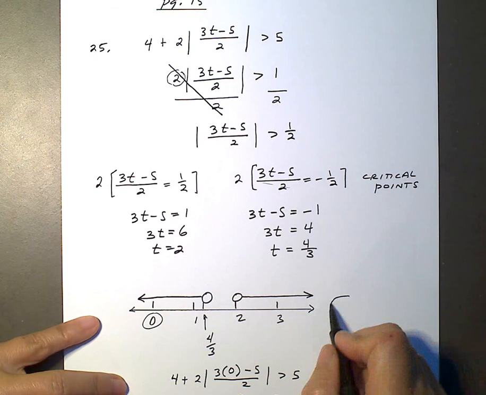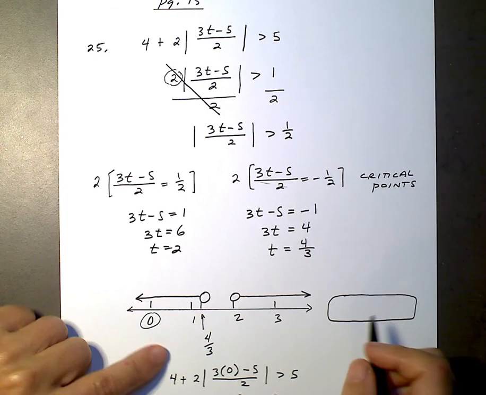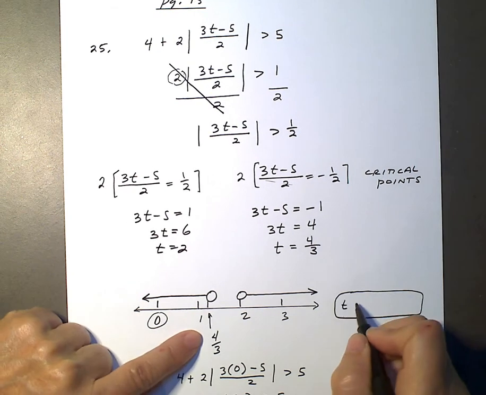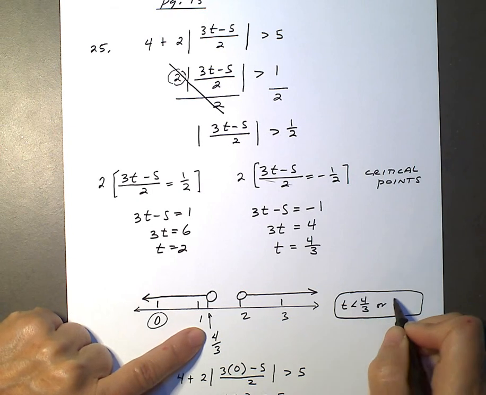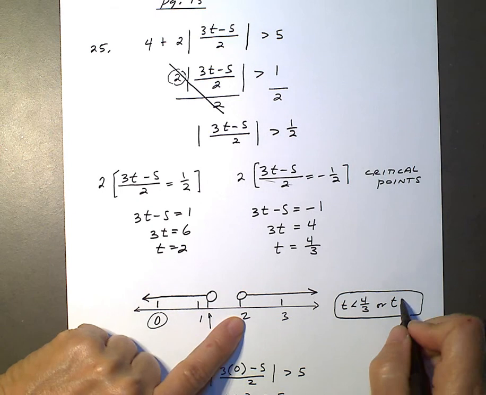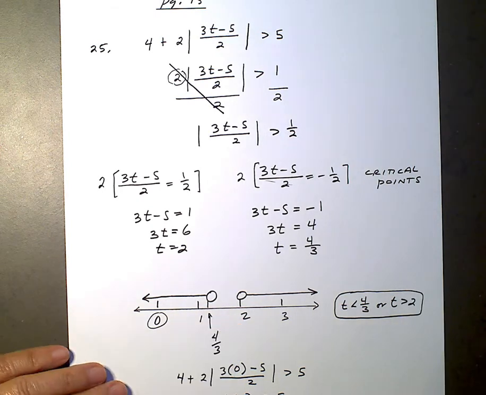So to evaluate my actual answer, it's that t is less than, or to the left of, 4/3, or t is in the interval that is to the right of, or greater than, 2. And that is it.